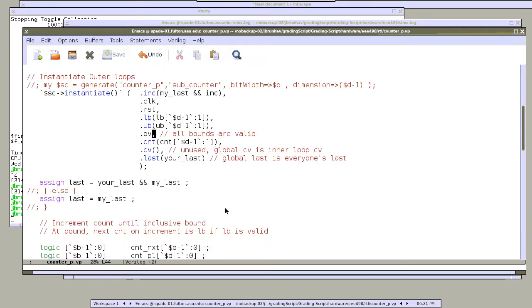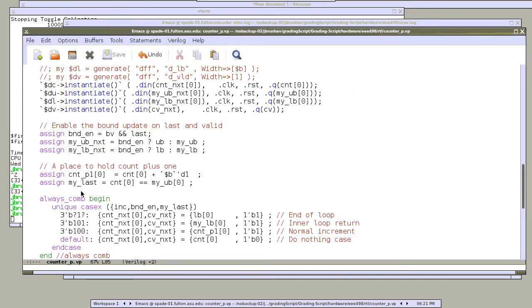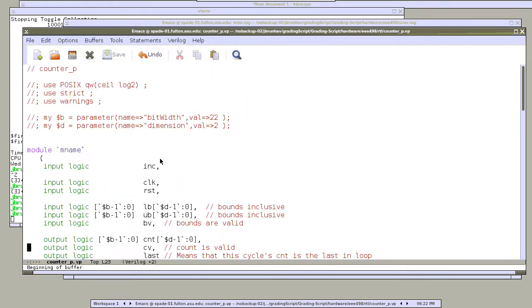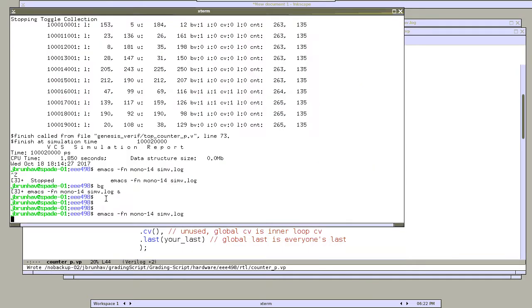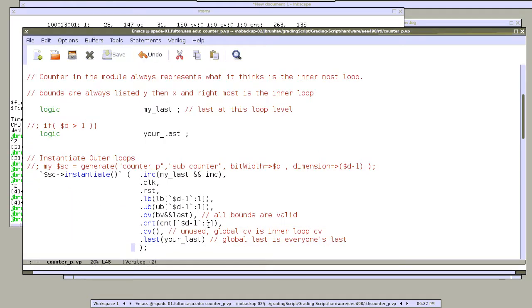Oh, now does BV play with last at all? So bound enable, and then does bound. So it looks like they're separated. So if I calculate BV in terms of the last, I shouldn't get in too much trouble. All right, so I suspect that this is boundary valid. So it's both BV and last. And this is my hypothesis, that BV will prevent bound update.